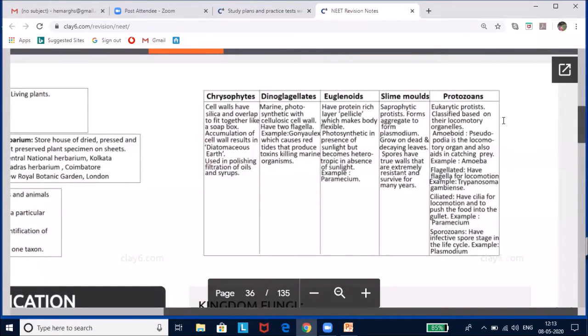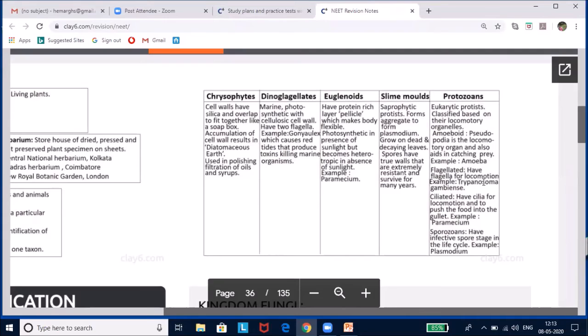Now, the last class is the protozoans. The protozoans are heterotrophs. They live as predators or parasites. Now, if you look at the 4 groups of protozoans, they are classified based on their locomotory organs. In amoeba, it is an amoeboid protozoan. Pseudopodia is the main locomotory organ and it also helps in catching the prey.